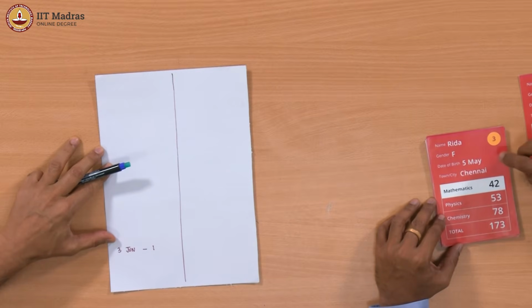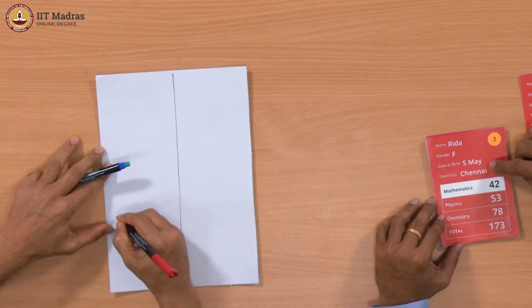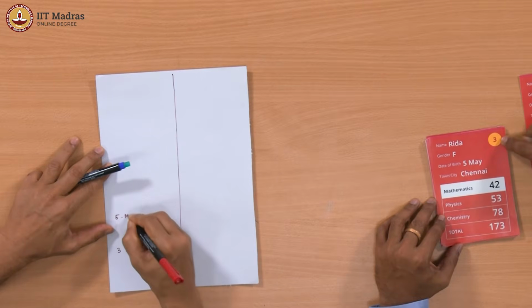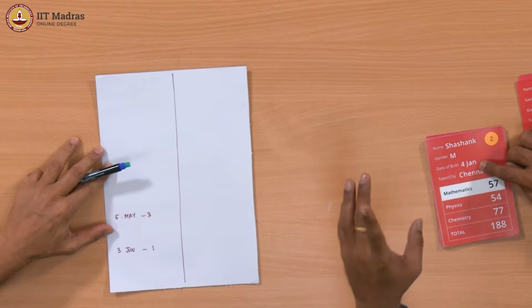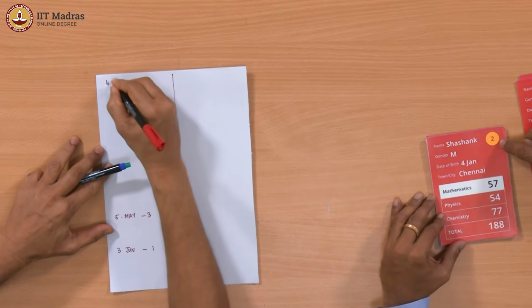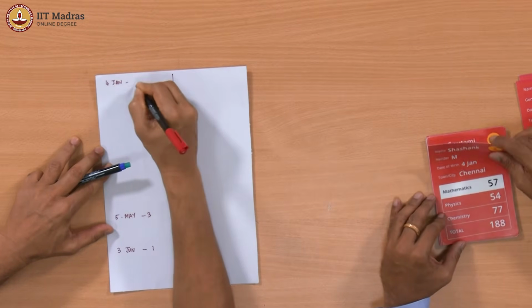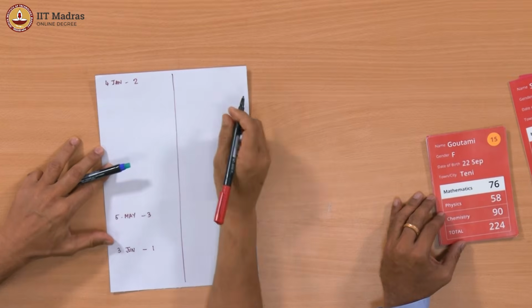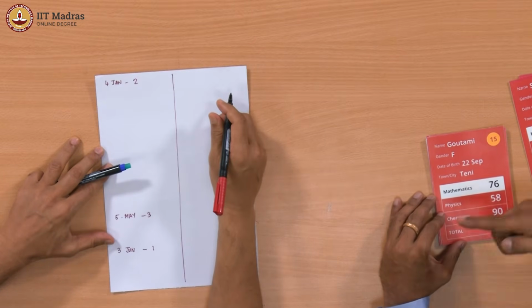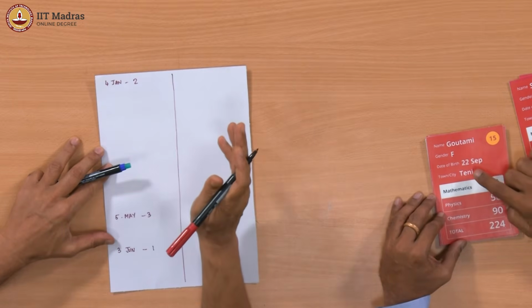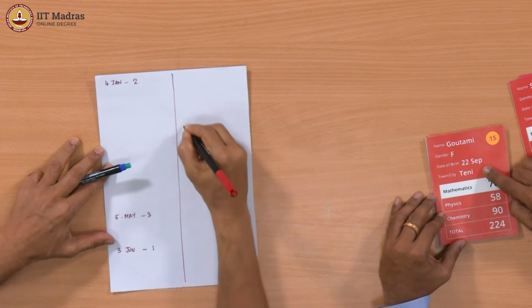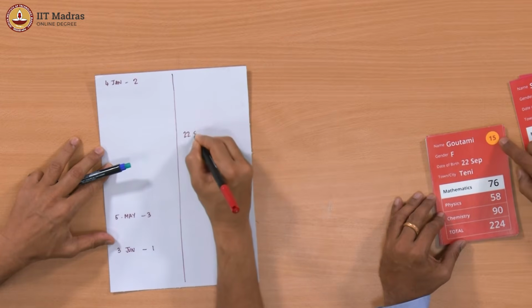Then 5th May, card number 3. 4th Jan, right on top, card number 2. So this is not the count, but the card number. And if there is more than one card, we'll put a comma and keep a list. We are collecting a list of cards. 22nd September, somewhere here, card 15.